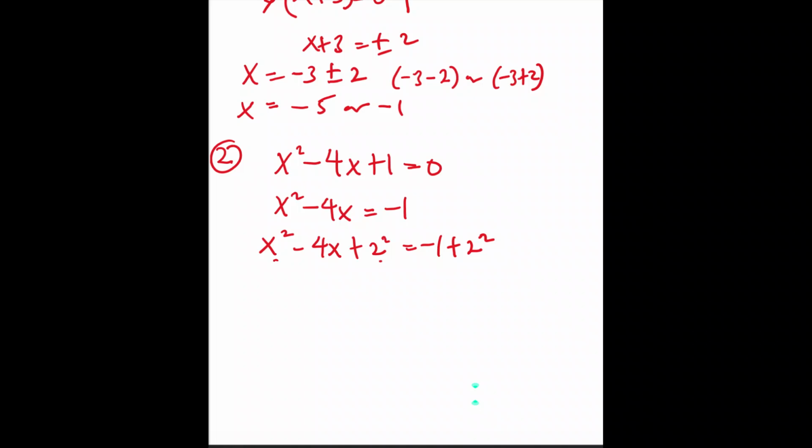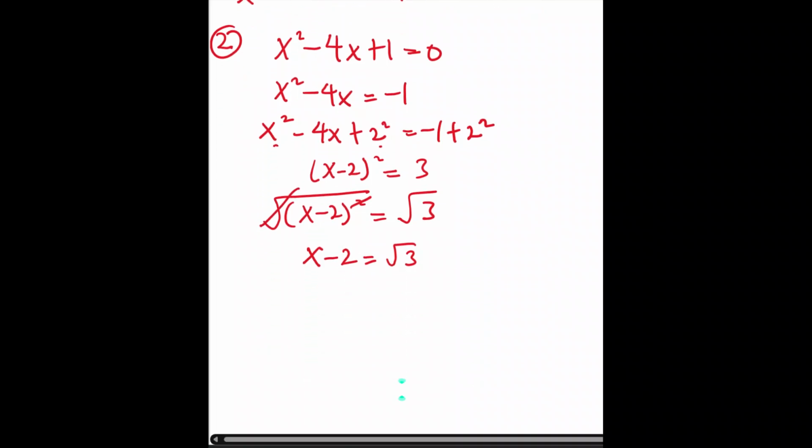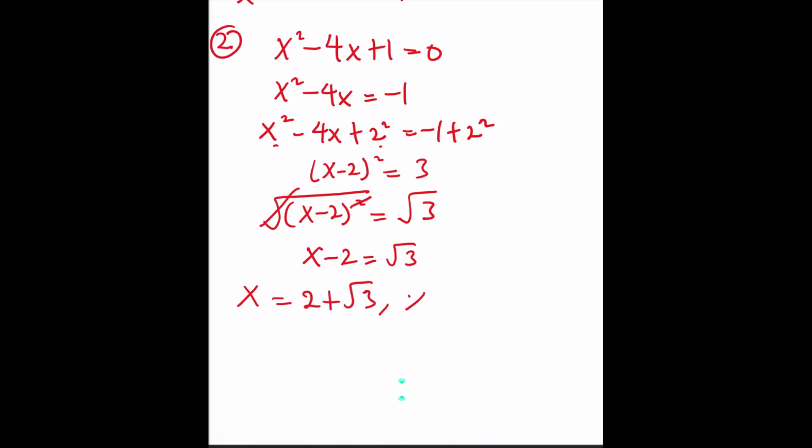I told you we're going to take this together, and then we'll do that. So that will be x minus 2 all squared is equal to 3. We square root both sides, which gives root 3. So we cancel the square and the square root, so that will be x minus 2 is equal to root 3. So x is equal to 2 plus root 3, and we can write it as x is equal to 2 plus or minus root 3.